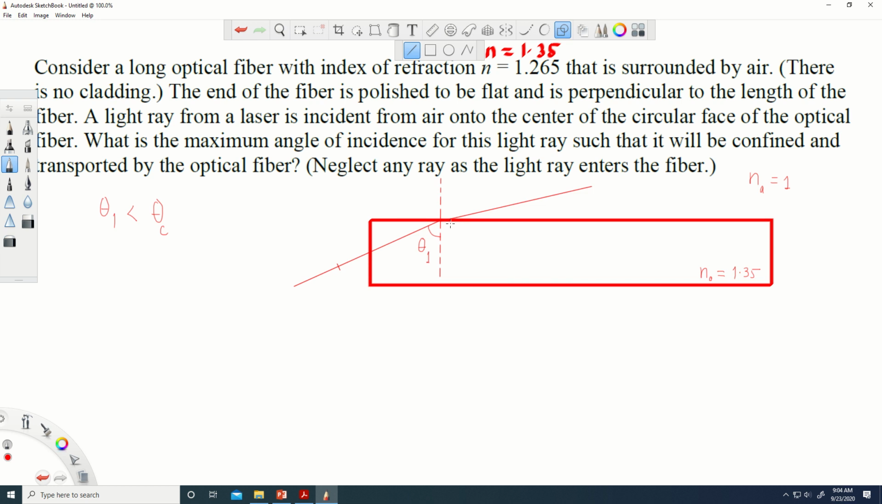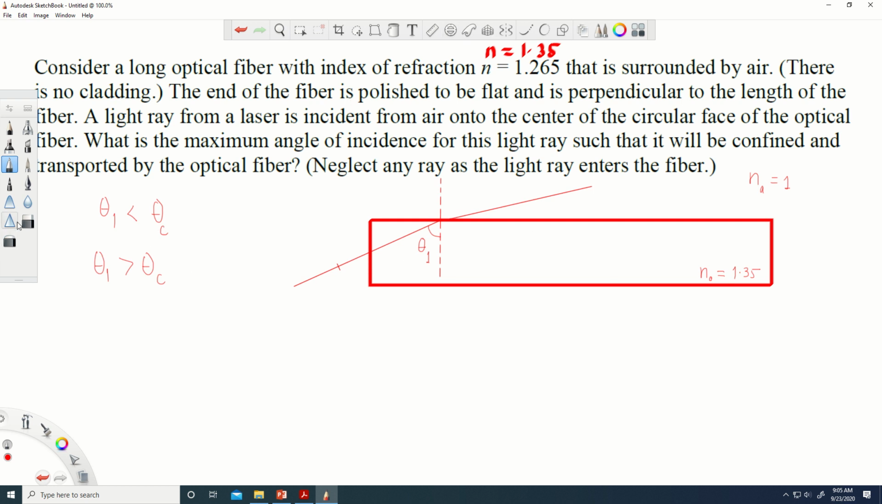But we want total internal reflection. Total internal reflection will occur if our angle of incidence theta I is greater than theta C. So if this angle is greater than the critical angle, then instead of going into this medium, it will reflect back in the same medium. Now, exactly at the critical angle. Suppose this angle is exactly the critical angle. Then in that case, it will go through this surface.